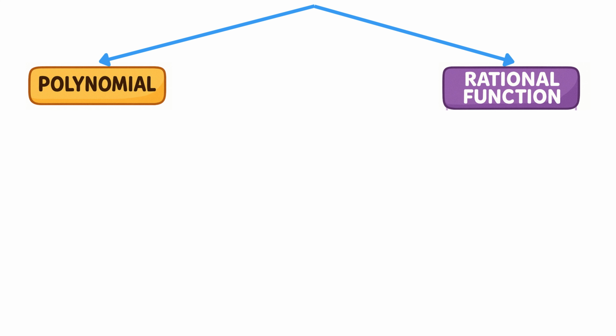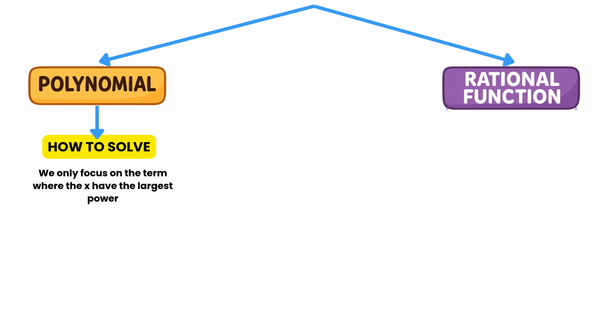All right, let's start with polynomials first. How do we solve limits to infinity for polynomial functions? This one's actually the easier of the two, because all we focus on is the term with the highest exponent, the biggest power of x. That means, in this example, we'll focus on the first term because it has the highest power of x. We're simply going to ignore all the other terms. They don't matter for this type of limit.